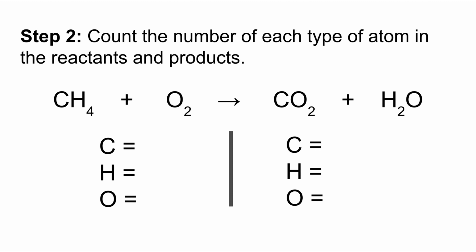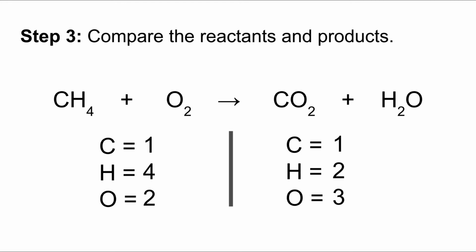Looking on the reactant side, there's 1 carbon, 4 hydrogen, and 2 oxygen. On the product side, there is 1 carbon, 2 hydrogen, and 3 oxygen. Notice that oxygen is found in both products, so it must be counted in the carbon dioxide and in the water. Once we've done the counting of our atoms, the next step is to compare the reactants and products.